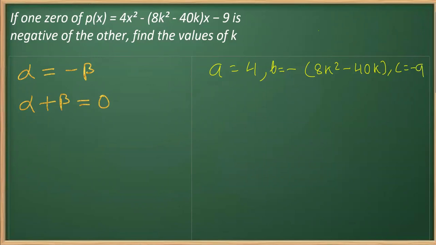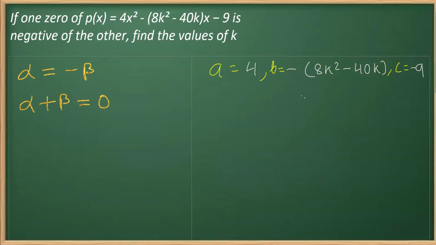Now, once again, you see what A, B, C are. A is the coefficient of x square. B is the coefficient of x, which according to the given polynomial is minus 8 times k square minus 40k. And if you compare the equation, you'll see that C is minus 9.